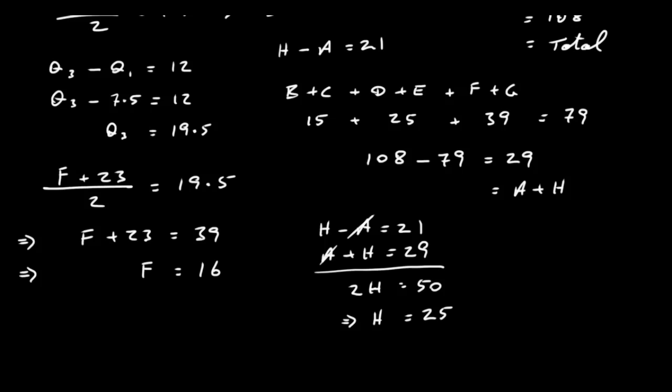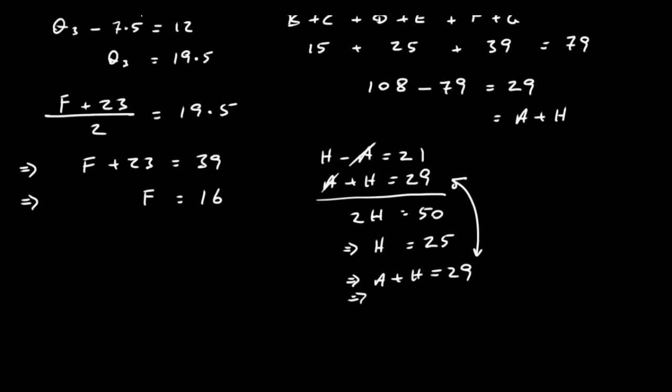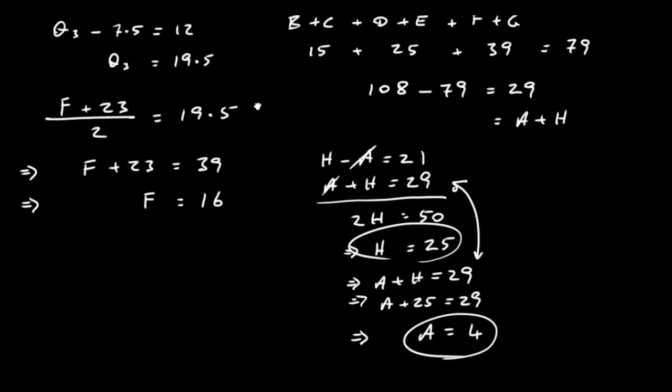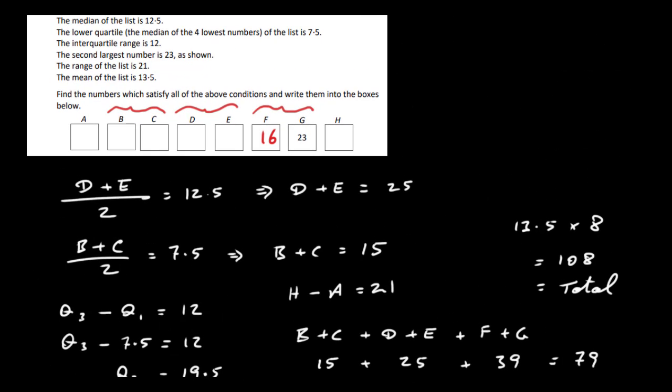So if H is equal to 25, I have A plus H equal to 29, that's here. So that will give me, let's move this up a bit, A plus 25 is equal to 29. That'll give me A is equal to 4. So I have H and I have A. A is 4, H is 25. So I have two more numbers. Okay, so let's work out the other ones then.